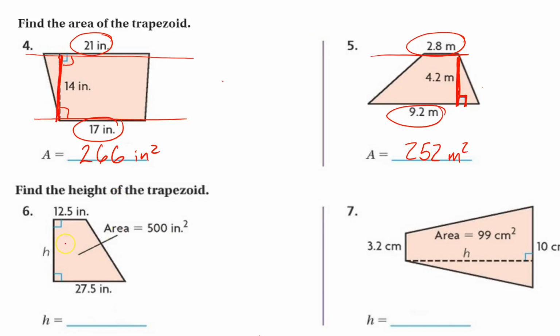Okay, find the height now. So this time they didn't tell us the height. They gave us the two bases. Okay, so I still add the two bases up, 27.5 plus 12.5. Since I'm adding, I line my decimals up and bring my decimals straight down. 5 plus 5 is 10, carry my 1. That's 8 plus 2 is 10 again, carry that 1. 1 plus 2 is 3, plus 1 is 4. So 40.0 is the same thing as just 40.